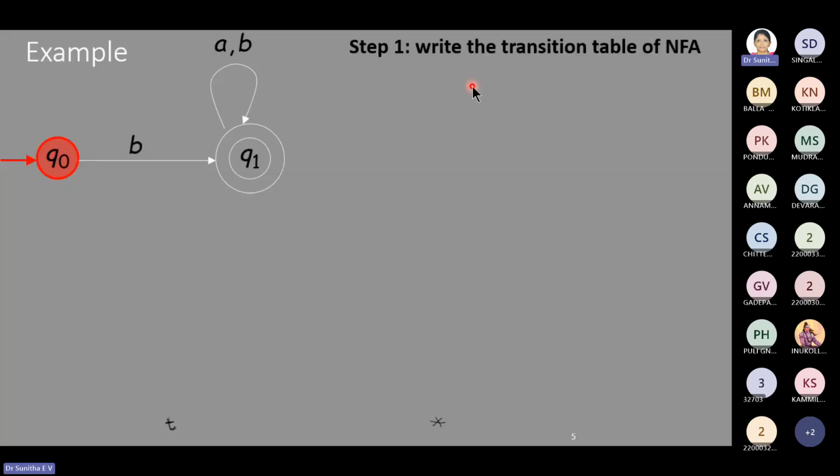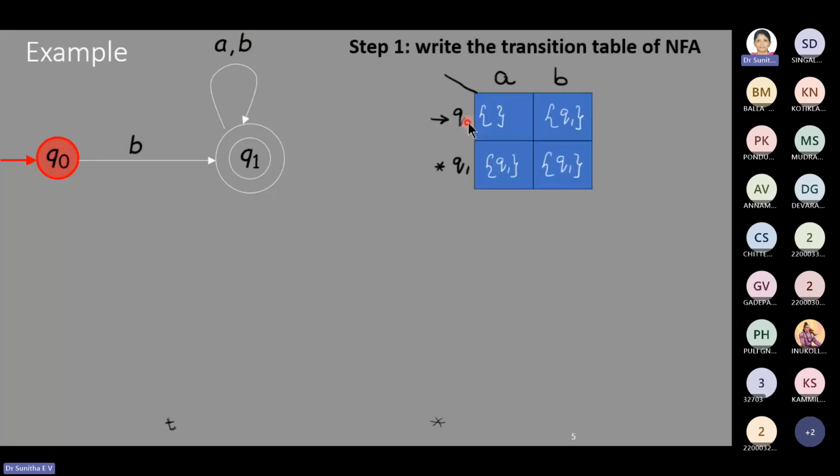Let us go for another example. This is a simple NFA. Q0 is the initial state and Q1 is the final state. It has only two states, and the symbols are A and B. First we write the transition table of this NFA. For Q0 on A, there is no transition, so it is a null set, and on B it will transit to Q1, so it is marked here. Then for Q1, on both A and B it remains in Q1 itself, so the transitions are marked Q1.